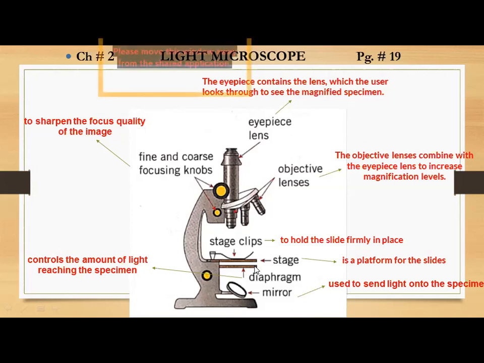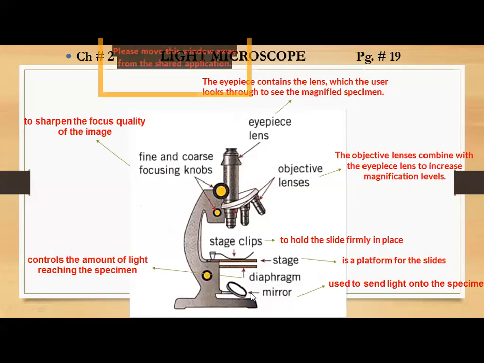And below, you can see the mirror. The function of this mirror is to reflect light through the specimen. It reflects the light, and that light passes through the specimen, then enters the objective lens, and from the objective lens it passes to the eyepiece, and as a result you can see the specimen. So this is all about the different parts of the microscope. I hope this is quite clear to you all.